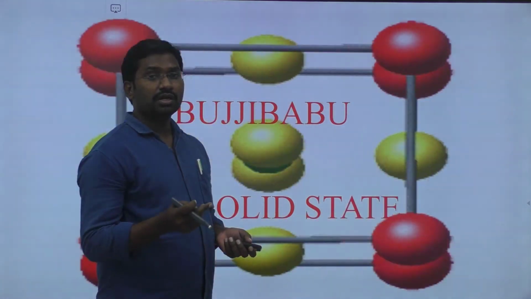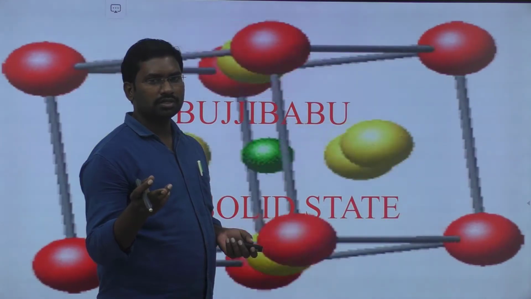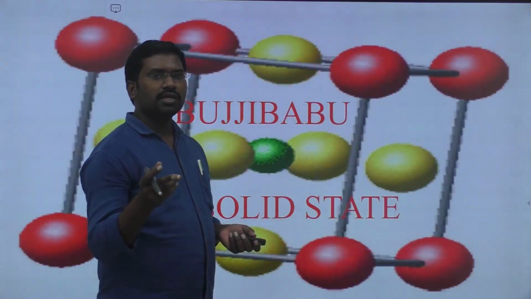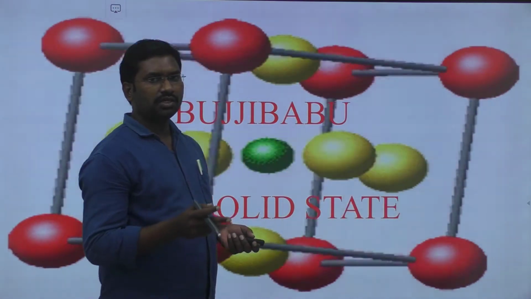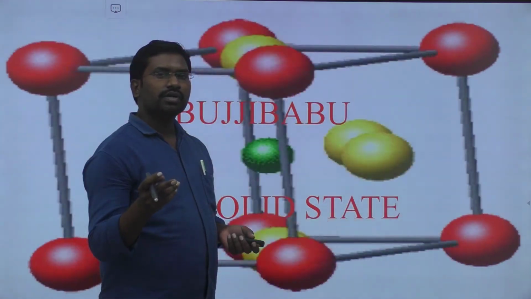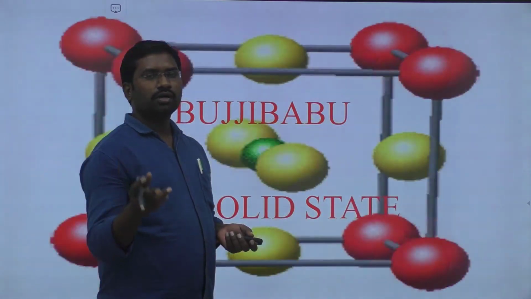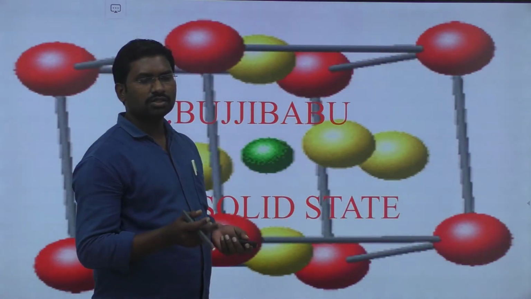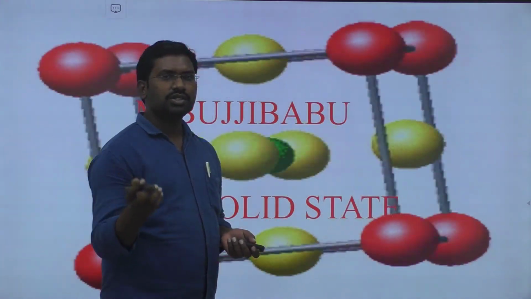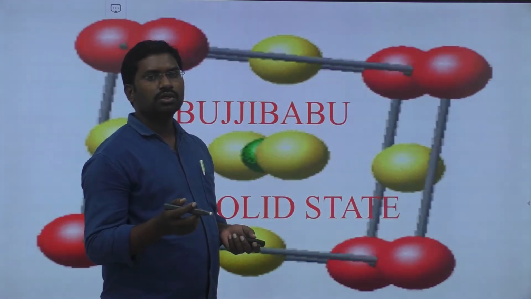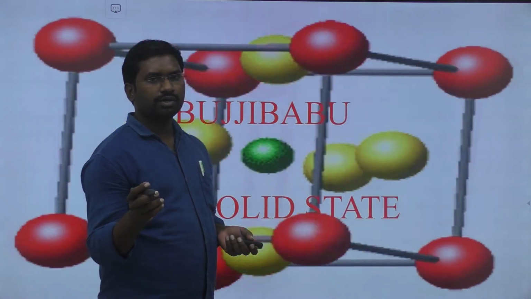And coming to the next one, relations are very important. I mentioned it as very important while dealing with that concept: the relation between d and a in simple cubic structure, body centered structure and face centered structure, and the relation between r and a in simple cubic structure, body centered structure and face centered structure. And next one, how can we calculate the density of the unit cell? Rho is equal to Z M by N naught a cube. That is also a very important concept.